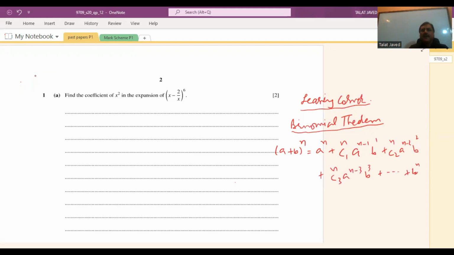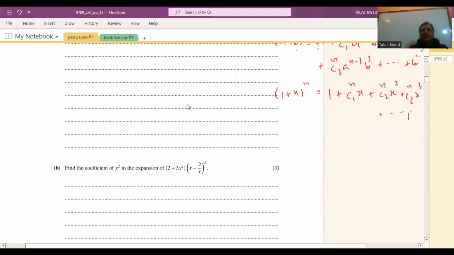The formula which starts from 1 is (1 + x) raised to power n. The actual formula simply replaces a by 1 and b by x. So if we replace a by 1, 1 raised to power n is 1, plus nC1, 1 raised to power n minus 1 is 1, and b is replaced by x. And nC2, 1 raised to power n minus 2 is 1, and b squared is x squared, plus nC3 x cubed, plus up to so on. These two formulas are given in your formula sheet.